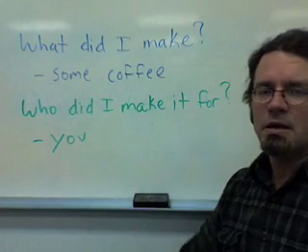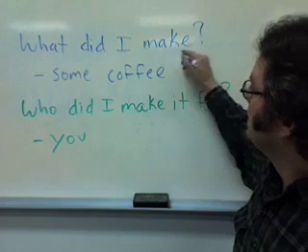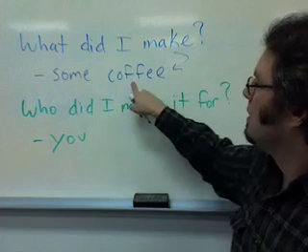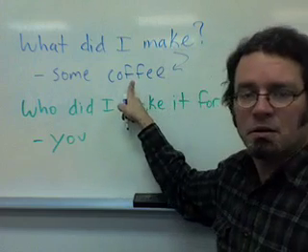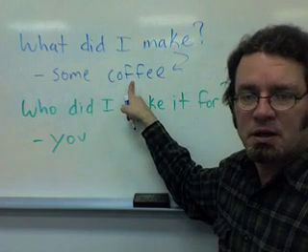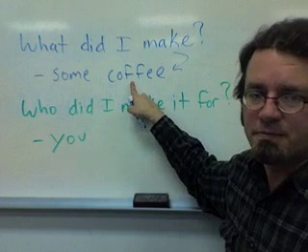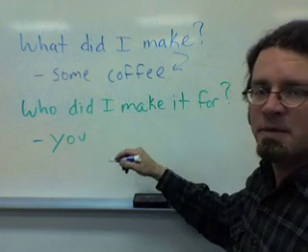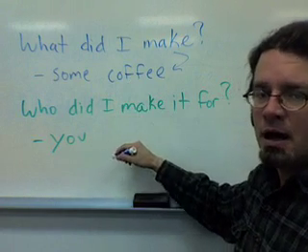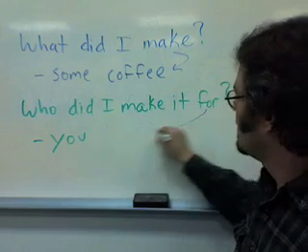What did I make? I made some coffee. Coffee is the direct object, and it receives the action of the verb. Who did I make it for? I made it for you.